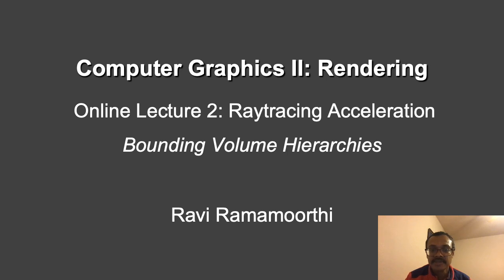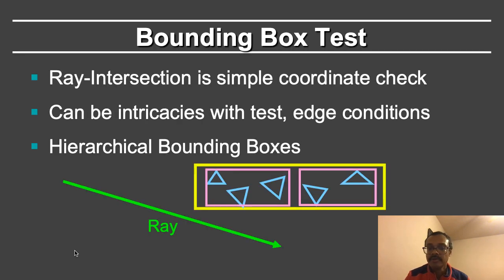In this segment of the lecture, we will talk about another acceleration structure, bounding volume hierarchies. We already discussed the bounding volume test, where you can test a ray against a box. If the ray misses the box, then it also misses all of the geometry or all of the triangles within the box.